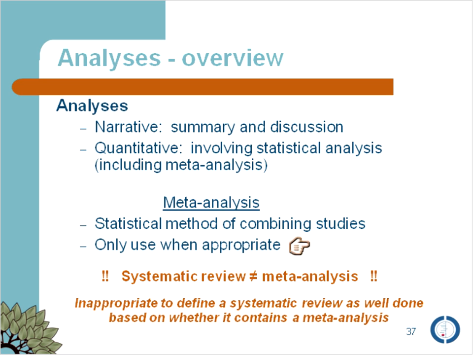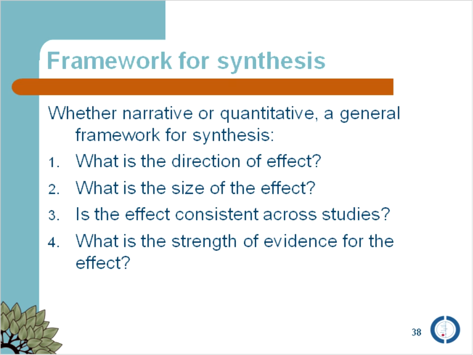I think it's important to make this distinction: you can't define a systematic review as high quality or as good based on whether or not it contains a meta-analysis. These are not synonymous. This is just a statistical way of pulling together information when it's appropriate, whereas the systematic review is much bigger. This is your whole process of synthesizing information. So I hope that distinction is helpful for you.